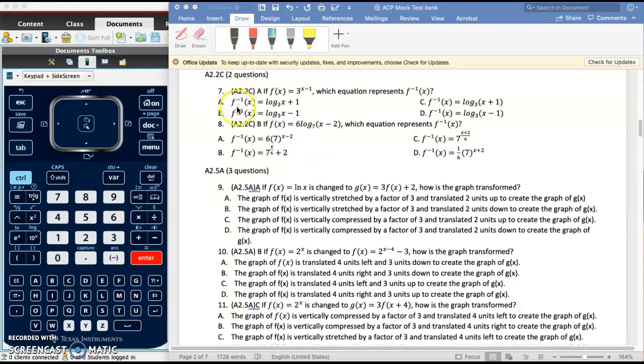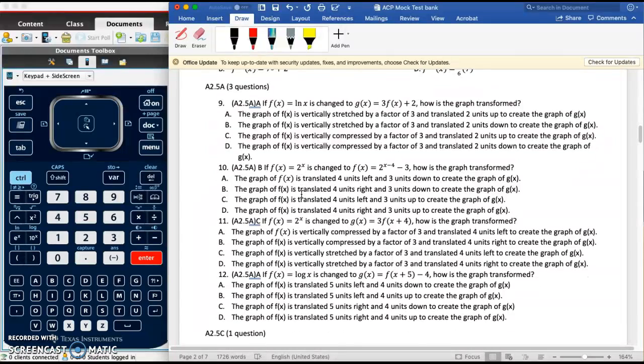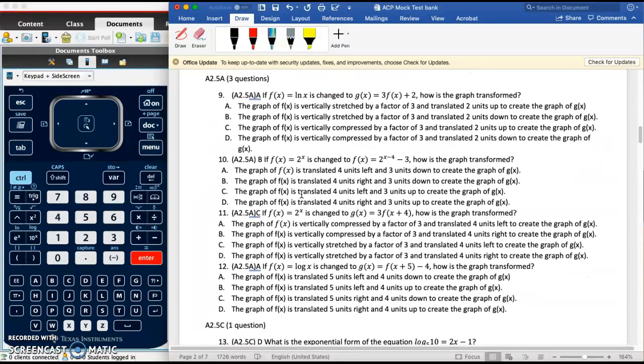So the answer to number 7 is A. Okay. All right. Next. Here we go. If f of x, for number 8, the answer to number 8 was also B. All right. So now we look at questions 9, 10, 11, and 12.